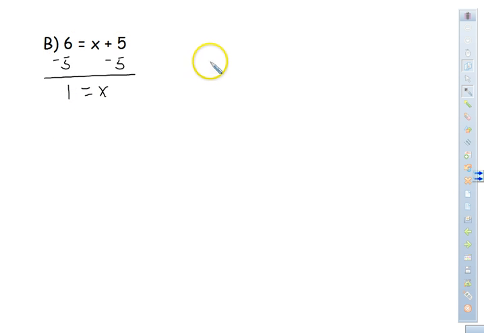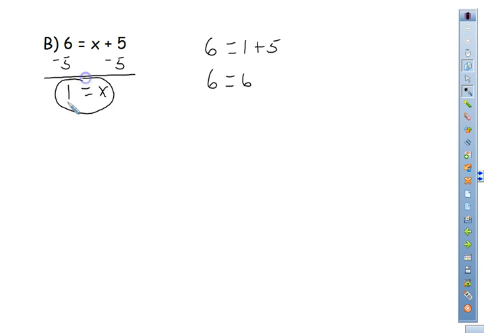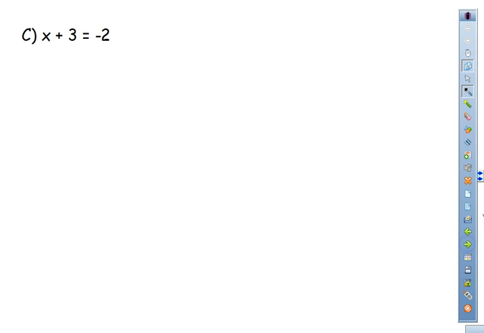So now we can plug it in. Does 6 equal 1 plus 5? And yes, 6 equals 6. So my answer again is that 1 equals x. So let's try the next. Go ahead and solve this.